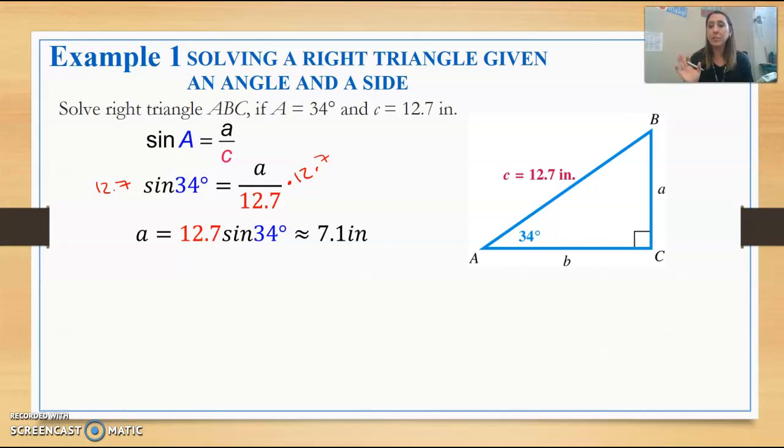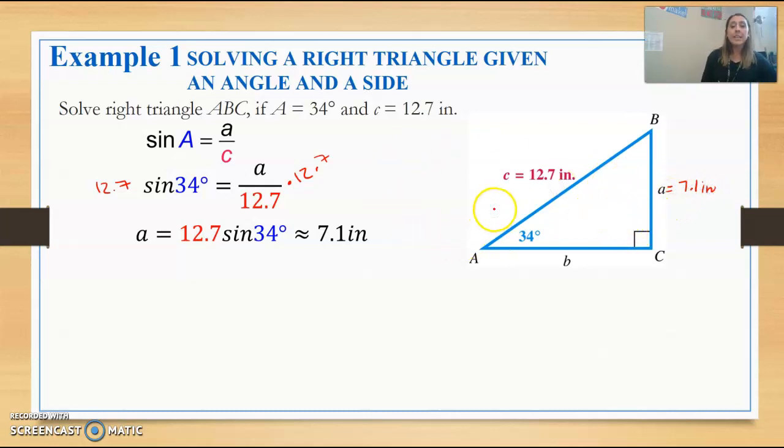You don't have to worry about the degrees because that's why we went into mode. We put it in degrees. So it knows that that is 34 degrees. And then we're going to hit enter. And I got 7.101749874. But I only have to round to the 10th place. So 7.1 inches. So now I know that A is actually equal to 7.1 inches.